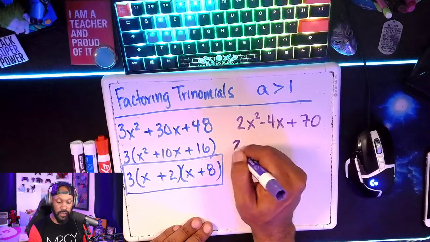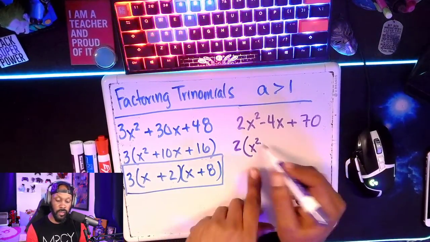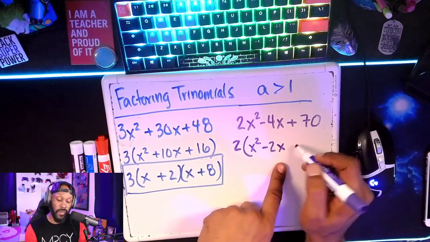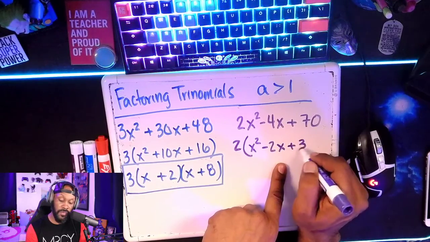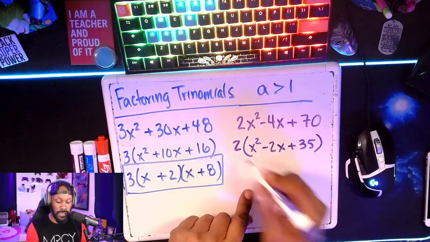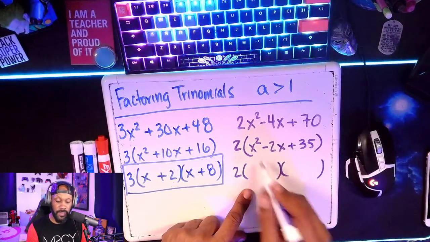So we got the 2 here. And that means we're going to be left with the x squared, minus 2x, plus 35. Now the A term is equal to 1, and it's a little bit easier for us to factor. Let's go ahead and set ourselves up.